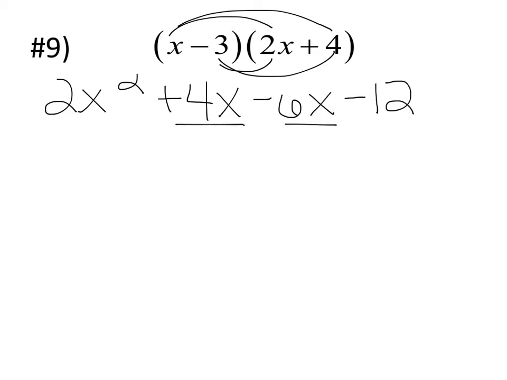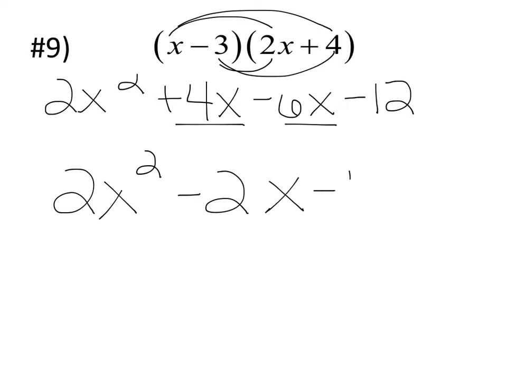Then you need to combine your like terms in the middle. So bring down your 2x squared. 4x minus 6x is negative 2x. And then you have minus 12.